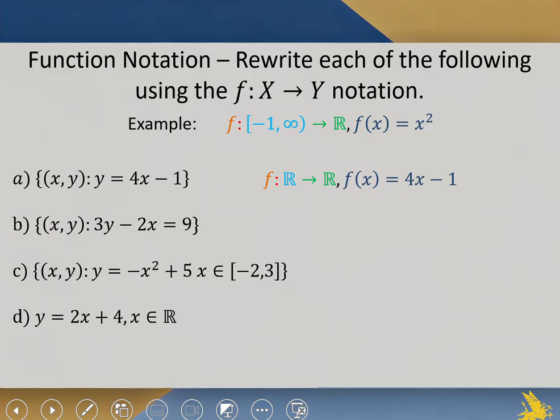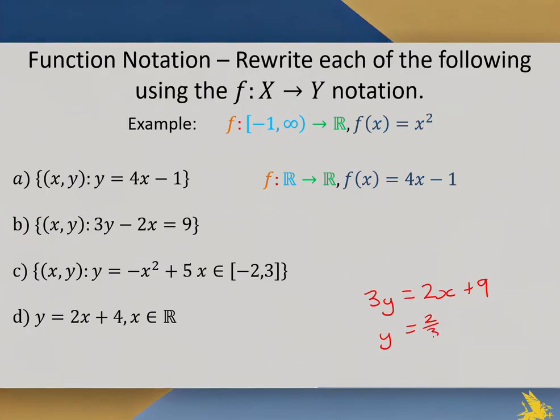If we look at the next one, it's got 3y minus 2x equals 9. So this is where we know it's linear still, but before we do anything, we need to make sure we transpose it to get y by itself. So we've got 3y, I take 2x to the other side, so it becomes 3y equals 2x plus 9. And I divide both sides by 3, and I get y equals 2/3 x plus 3.